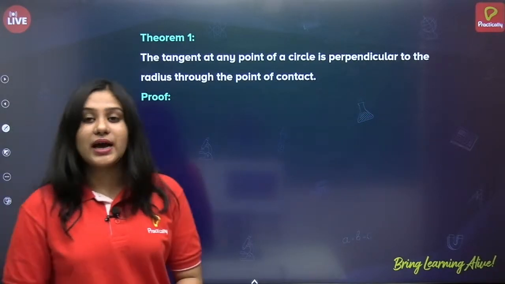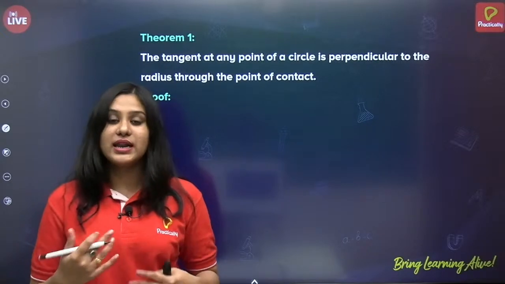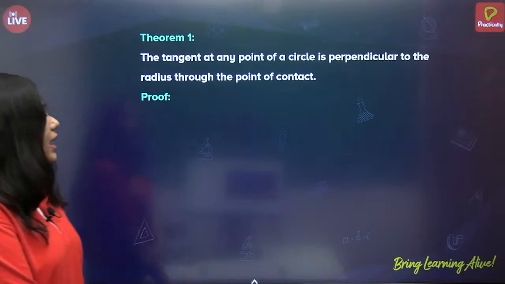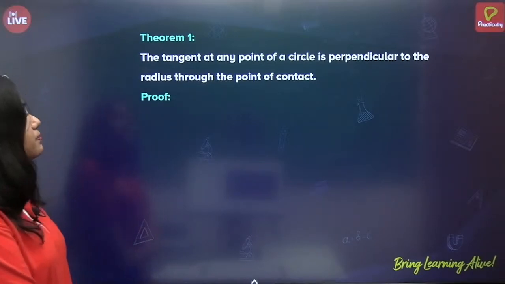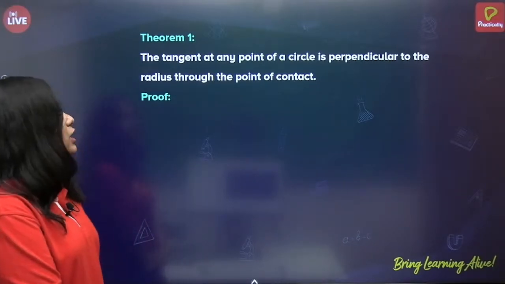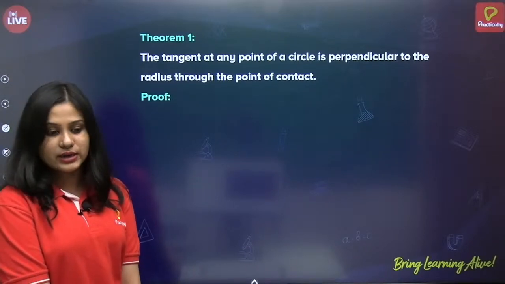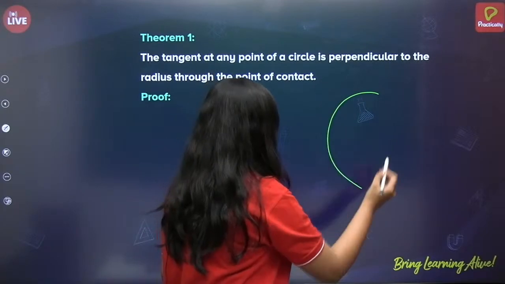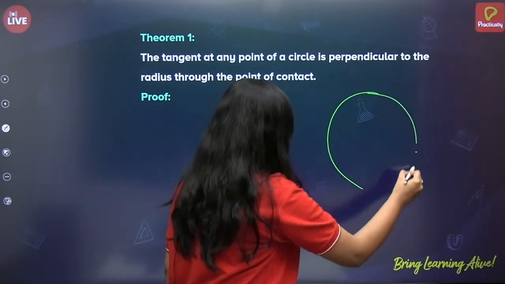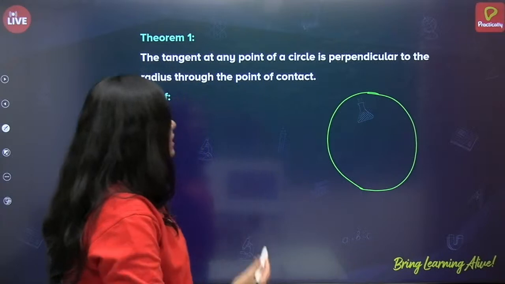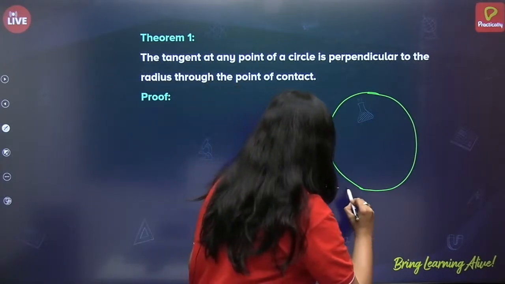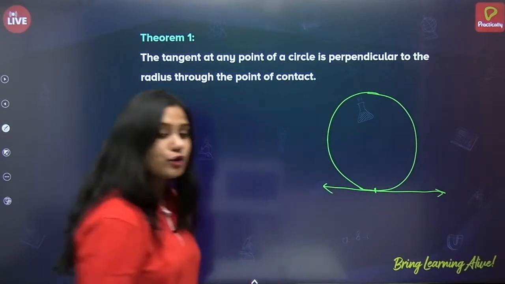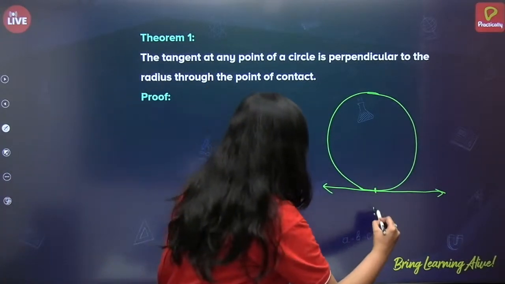So now we are done with the basic concepts of the circle. Let us understand theorem 1. The tangent at any point of the circle is perpendicular to the radius through the point of contact. So first, let us draw a circle. And there is a tangent. So let me draw a tangent. And there is also a point of contact, correct? Let me name this point as P.